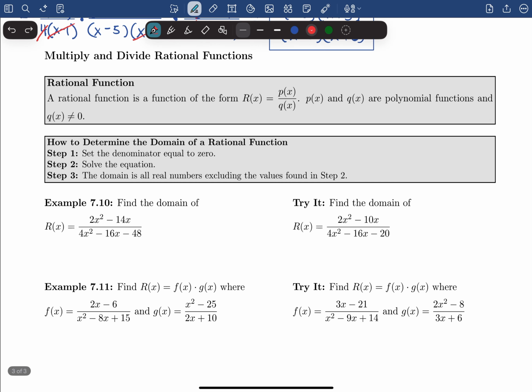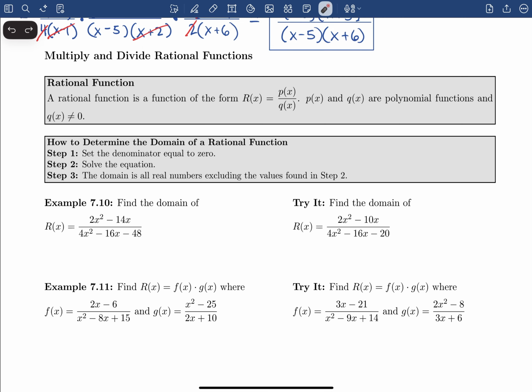That's when we're dealing with rational functions. So these rational expressions can be rewritten as functions. A rational function is a function of the form r of x equals p of x over q of x, where p of x and q of x are polynomial functions, and q of x is not allowed to equal 0 because it's the denominator of a fraction.